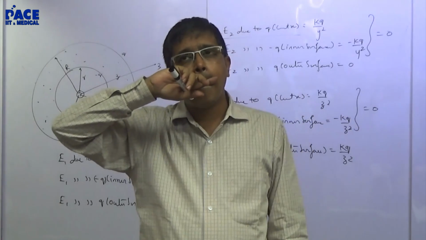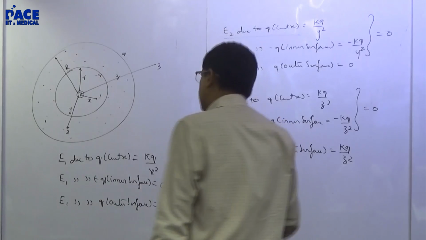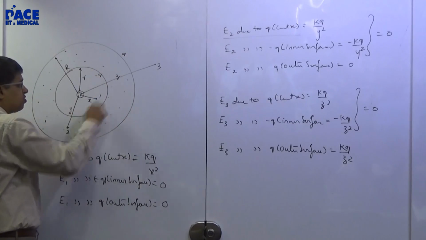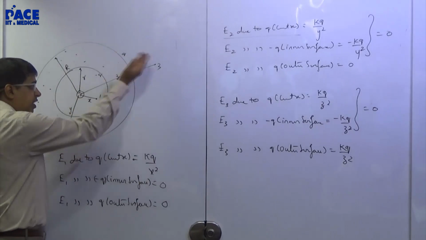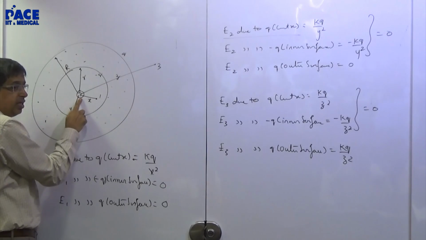That is the second way of interpreting. Minus q, whole of this will appear to be at the center for any external point. That means at the point 2, whole of this minus charge will appear to be at the center.